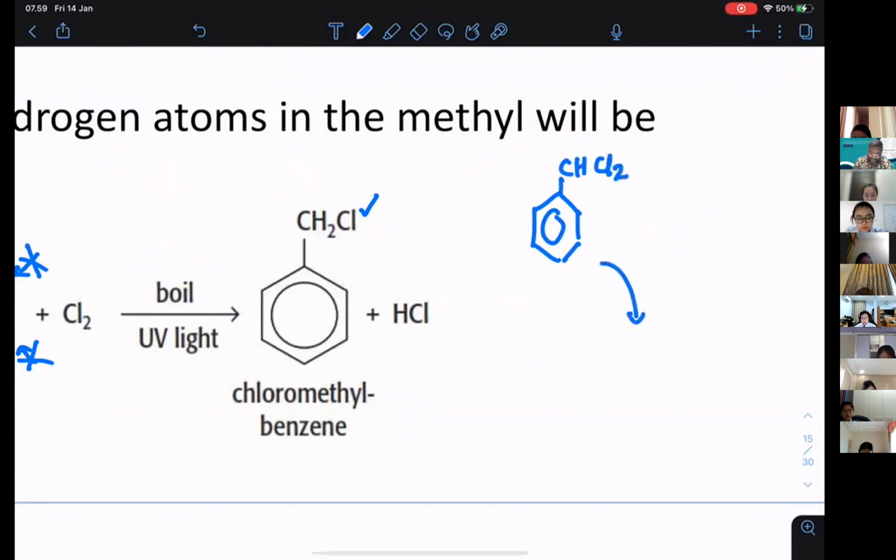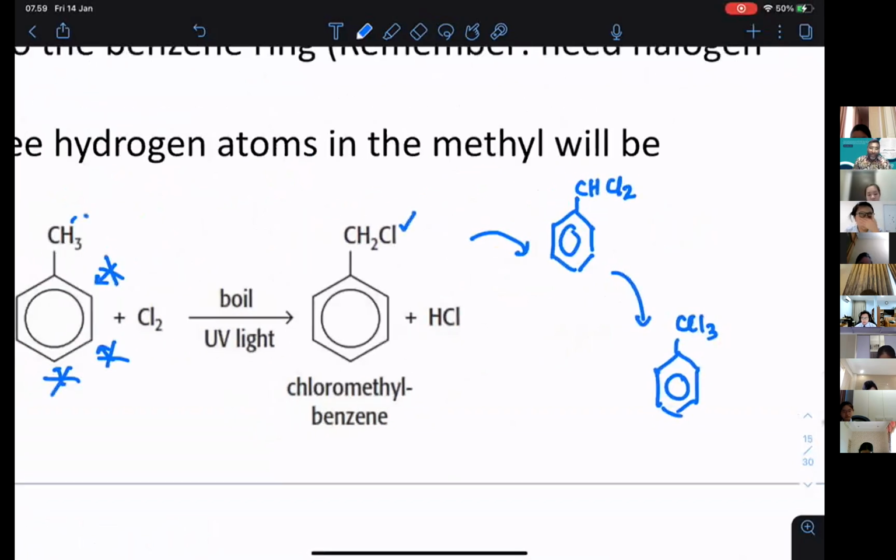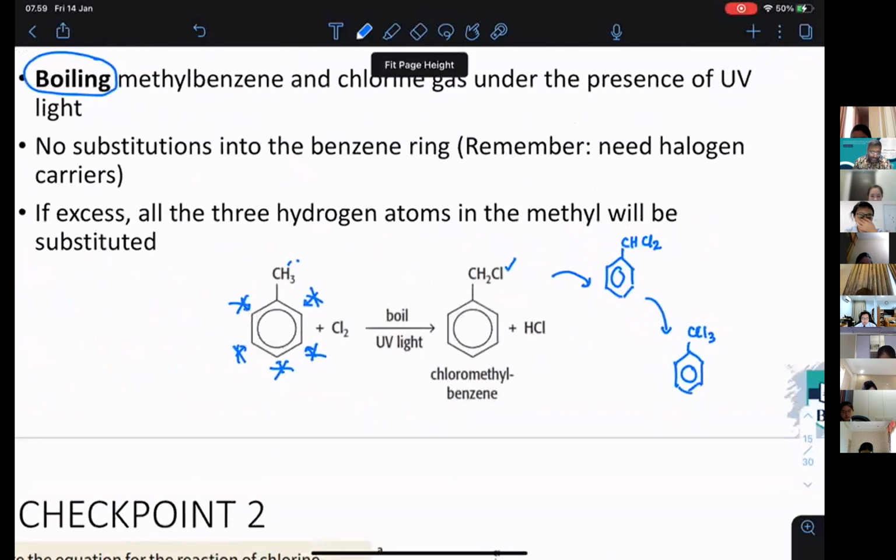Maybe after that, what will happen? You are going to have CCl3, one by one. So that is going to be happening over here, free radical substitution. If excess, all three hydrogen atoms in the methyl will be substituted. This is under excess condition. So do remember this.